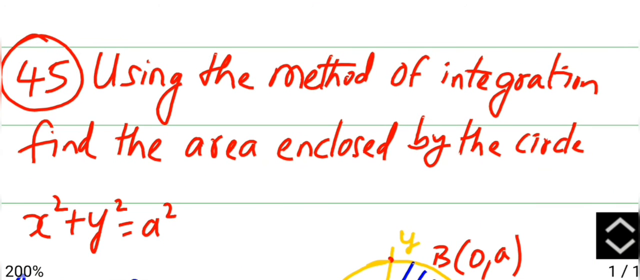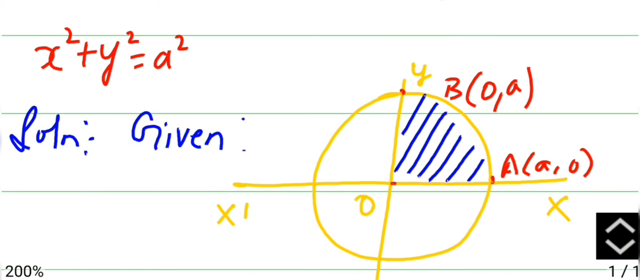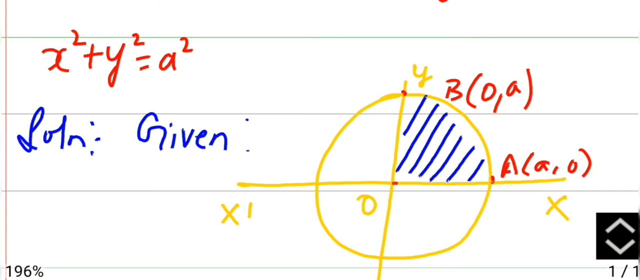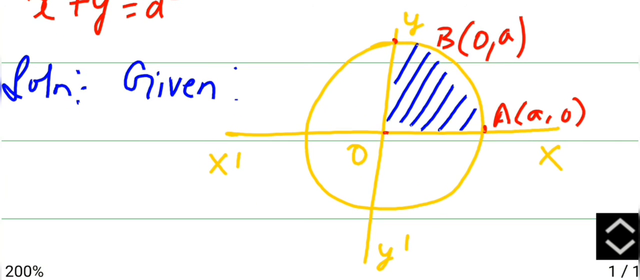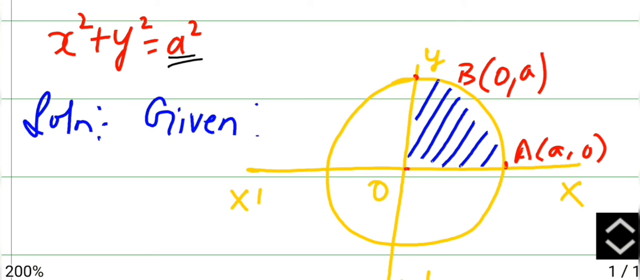Next, using the method of integration, find the area enclosed by the circle x square plus y square equals a square. Now we have a circle and it encloses an area, with radius a. So point A will be x equal to a and y equal to 0. Then if I take the other point, x will be 0 and y will be a.